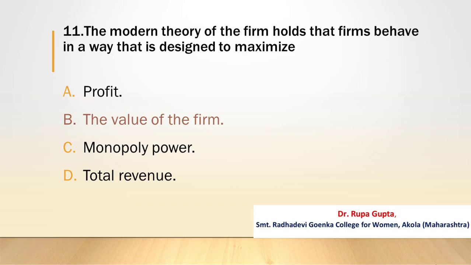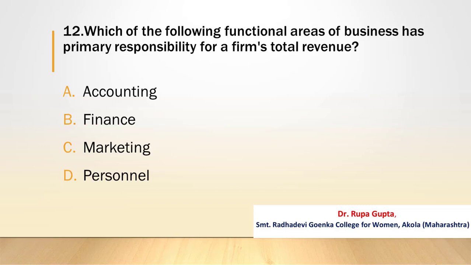Question number 12. Which of the following functional areas of business has primary responsibility for a firm's total revenue? Option A. Accounting, B. Finance, C. Marketing, D. Personnel. And the correct answer is C, that is marketing.